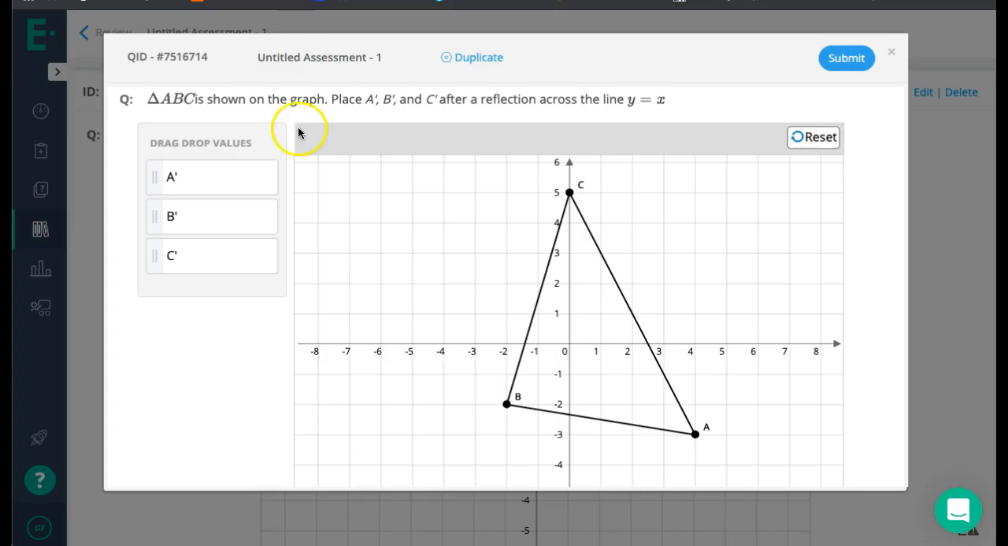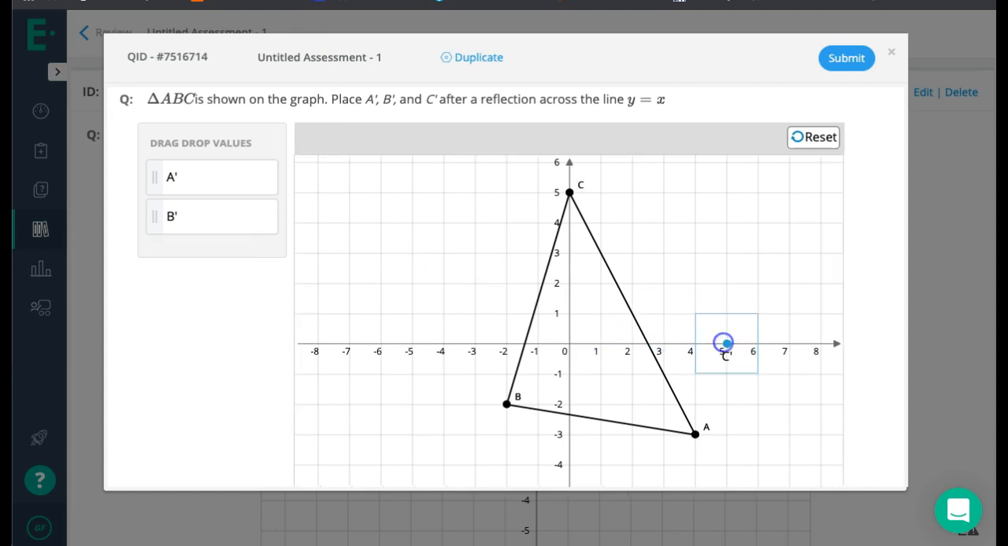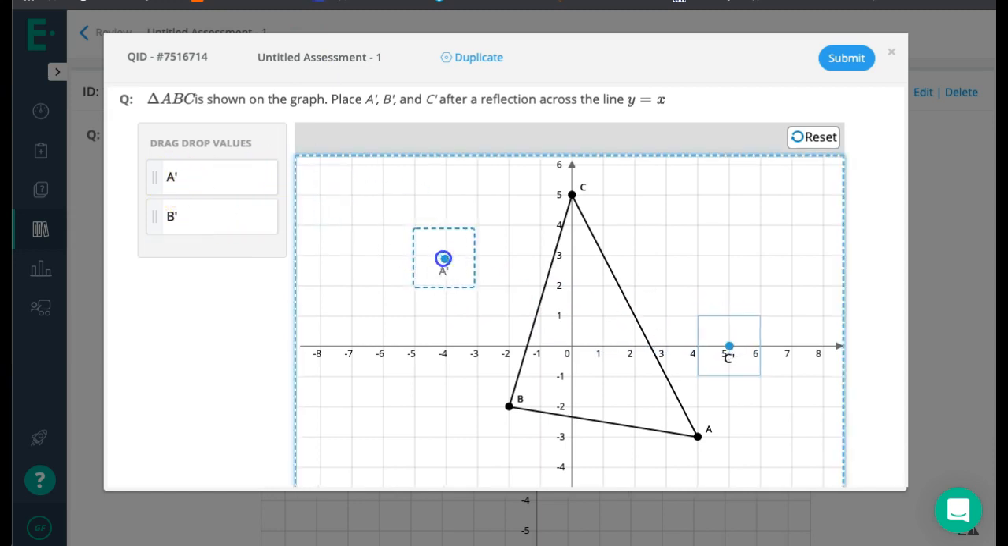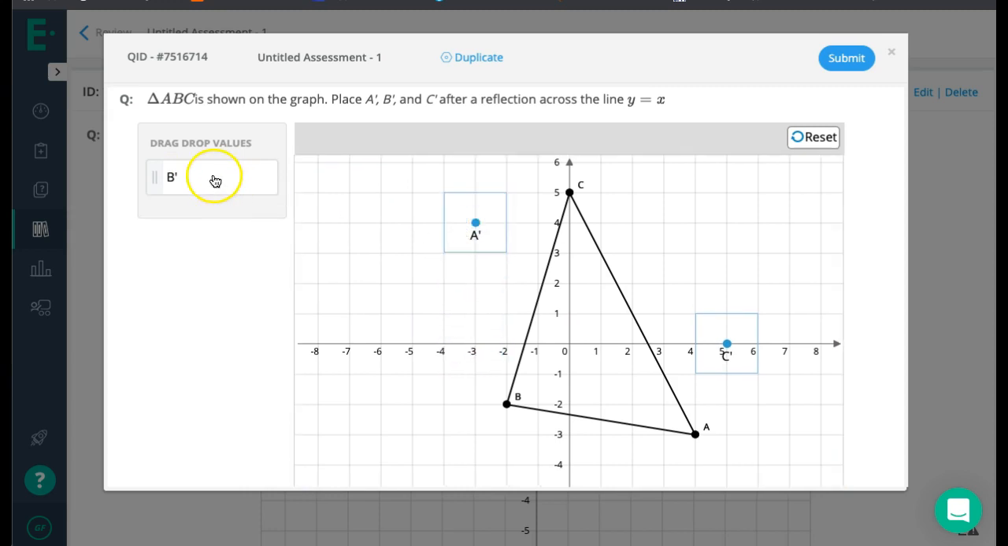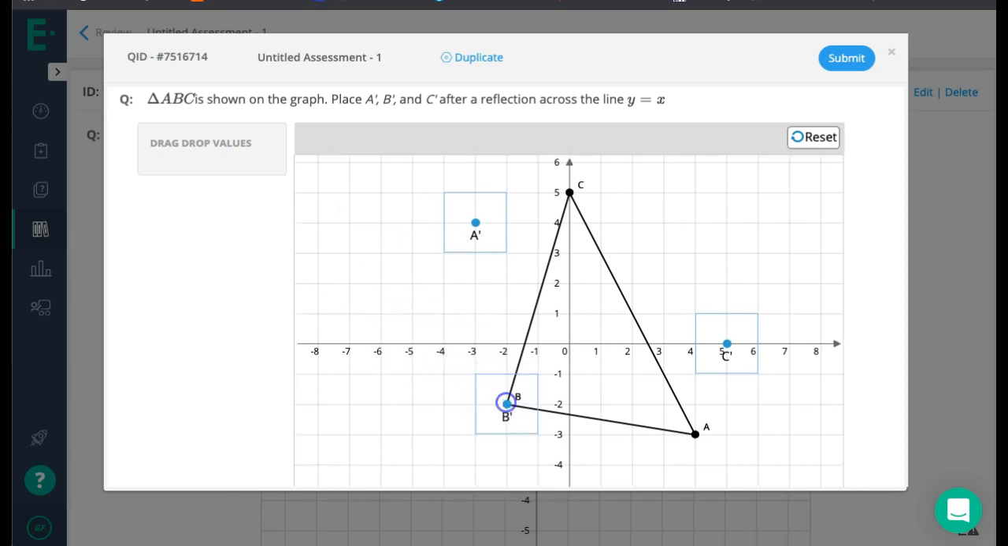Okay, so here, if I wanted to click and drag each of those points, C prime would end up here. A prime we said was at -3, 4, and then B prime, since it's on y equals x, it's actually going to stay in the same spot.